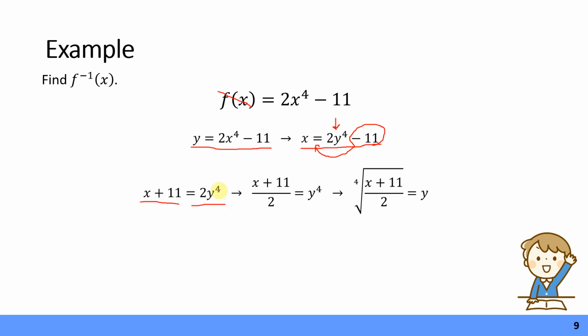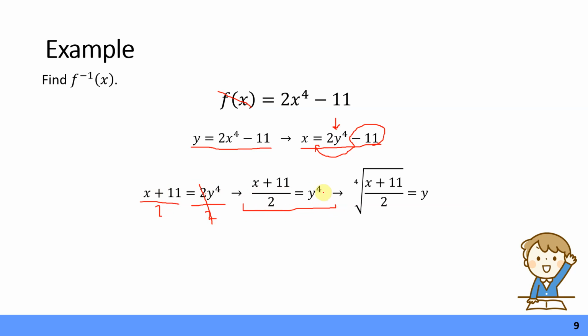Now, please do not get rid of the 4th yet. We have to get rid of the 2 first. So first get rid of any number that's in front of the y. So just like we did on the last example, we divide both sides by 2. And like I told you, this stays like that. These cancel out. And that's how I got this right here. Okay, so x plus 11 over 2 equals y to the 4th.